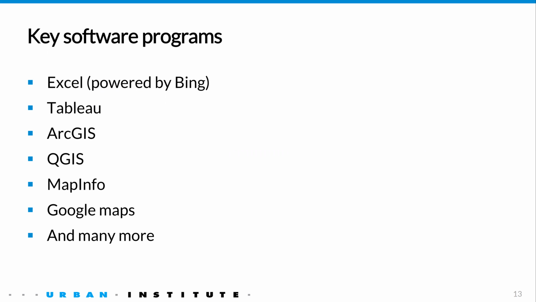ArcGIS is the industry standard and has a wide array of geospatial tools. It's also very expensive and sometimes a cumbersome option for more straightforward projects. QGIS is a free open source version of ArcGIS. MapInfo and Google Maps now support map customization, and there are many more options evolving all the time.